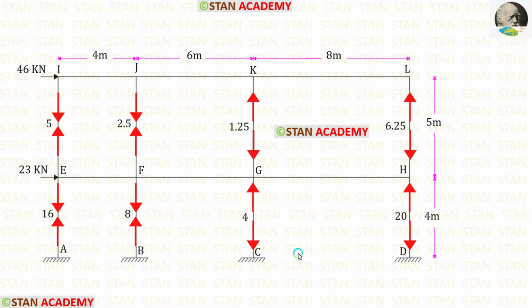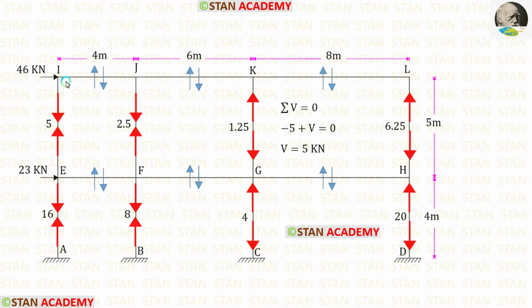Now, using these axial forces, we can find the shear forces in the beams. First, let us find the shear force in the member IJ. For that, let us take the joint I. When we take the joint I, we should not take the whole members IJ and IE. Only we have to consider up to the center.